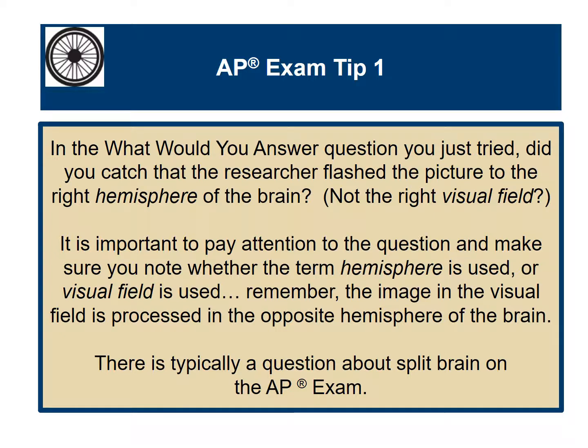Visual field is what your eyes are registering, and hemisphere is what is processing what your eyes are seeing. And so what your left eye is seeing is processed in the right hemisphere. What your right eye is seeing is processed in the left hemisphere. And there's typically a question about split brain on the AP exam.